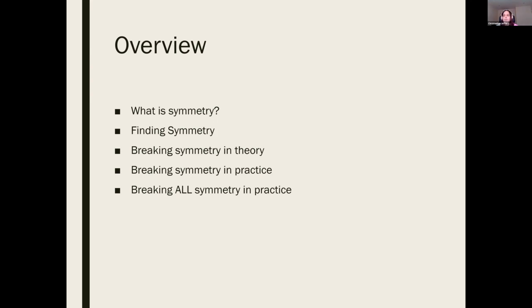So, a bit of an overview. I'm going to start by talking about what symmetry is, which is a question I think is trickier than many people expect. There have been a bunch of papers, I'm not going to evilly name names, where people have got the definition of symmetry wrong, in my opinion. Then how we find it, how we break it in theory, how we break it in practice, and also, if you really have to, how you can break all symmetry, which sometimes you really have to. This is particularly common for me when I'm working with mathematicians. Sometimes they'll say, no, I need to know all of the symmetric objects.